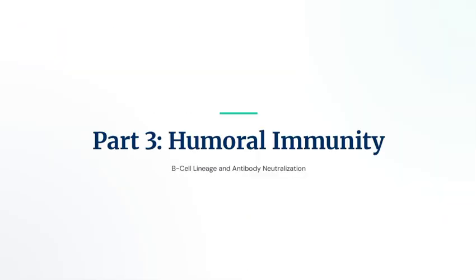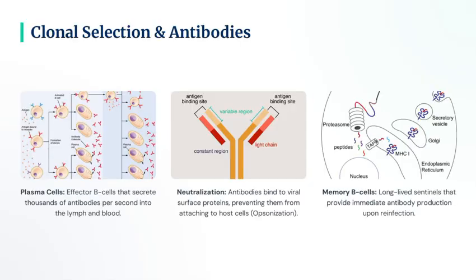Okay, so now we're gonna talk about part 3, the humoral immunity, the B cell linkage and antibody neutralization. So here's the clonal selection and antibodies.